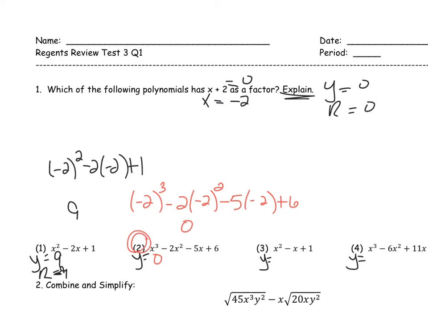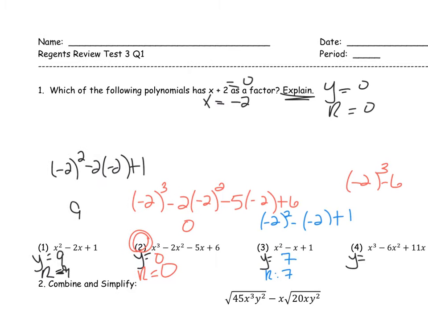And that's your answer, because you want to find the one that gives you a remainder of 0. And if y is equal to 0, then the remainder is equal to 0. But just to reiterate, let's plug into all of these. When you plug -2 into this, you get 7, which means the remainder is 7. Plug -2 into the last one.